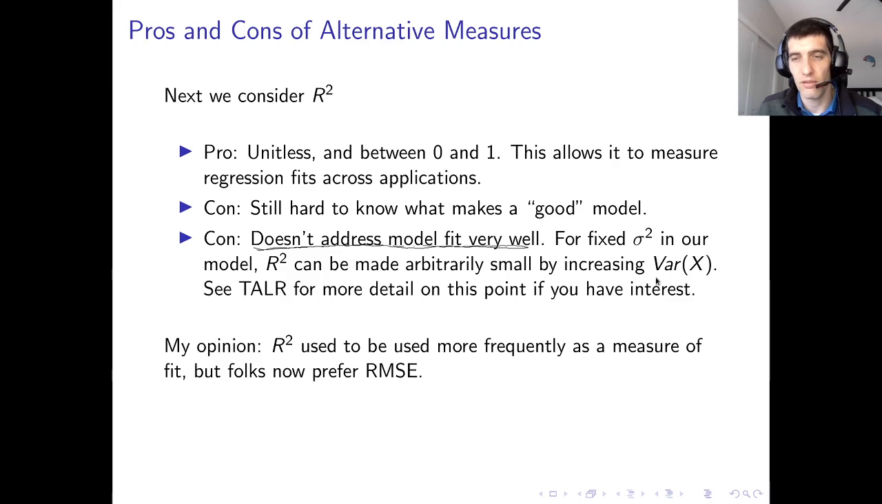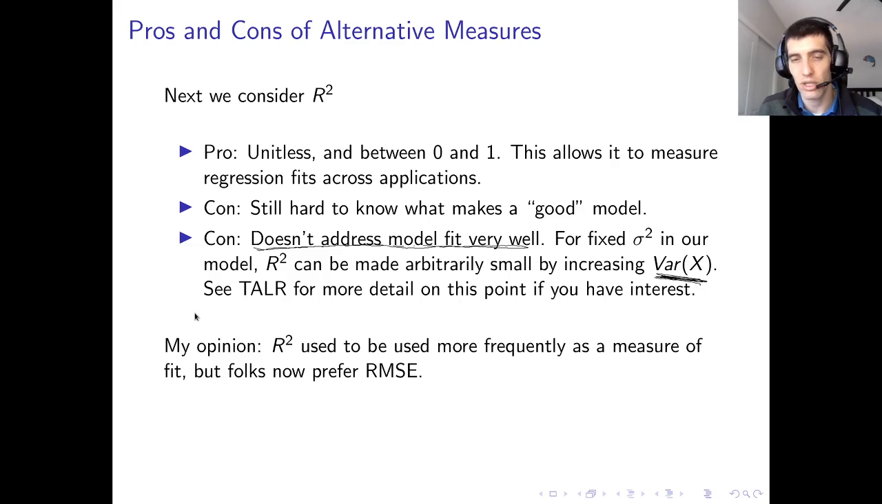This is the variance of our predictor variables. The quality of the fit between x and y, we think it depends on what's the variance of this epsilon term, not what's the variance of x. But actually, if you make variance of x very small, you can increase R squared, and likewise, if you increase variance of x, R squared can be made arbitrarily small. And this is counterintuitive, and it's the reason why we have not used it as our primary measure of fit. We use root mean squared error. I say see truth about linear regression for more detail on this point if you have interest.